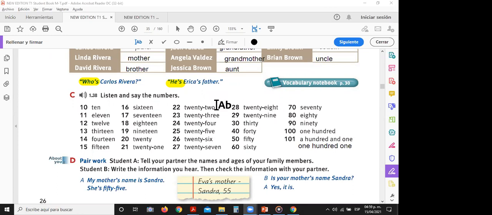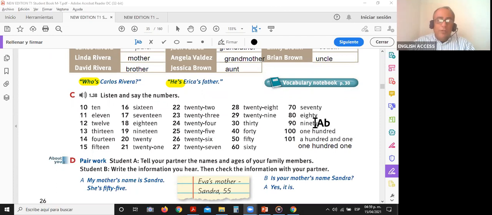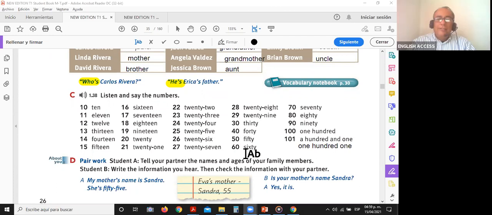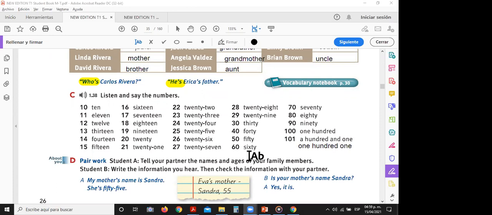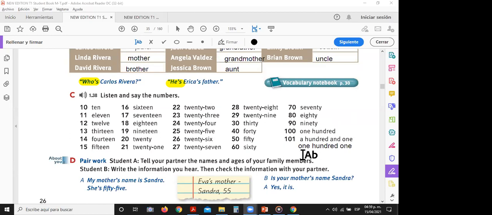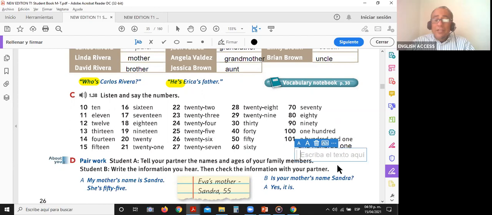Teacher, ¿cómo se pronunciaría la palabra 77? 17, 77. That's a good question. Yeah, for example, how do you say 31? 31. How do you say 65? 65. How do you say 99? 99. How do you say 150?